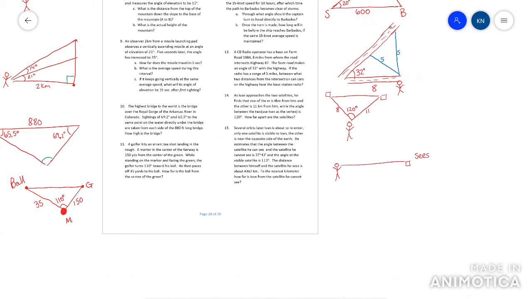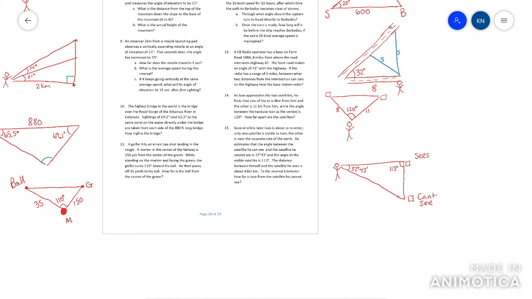He estimates that the angle between the satellite he can see and the satellite he can't see, we'll say it's here, can't see. Okay. He says that this angle is 37 degrees, 43 minutes. So this angle is 37 degrees, 43 minutes, like that. And the angle at the visible satellite is 113 degrees. So that means this angle is 113 degrees.